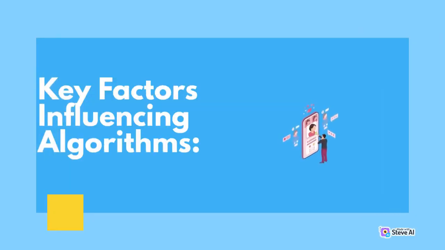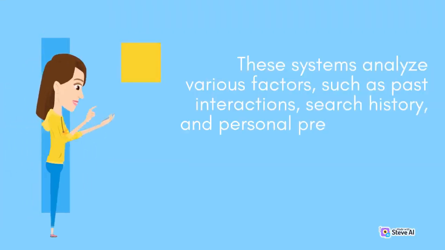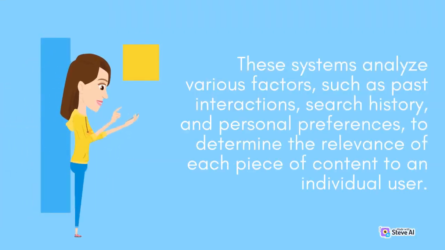Key factors influencing algorithms. 1. Relevance. Algorithms strive to present users with content that is most likely to capture their interest. These systems analyze various factors, such as past interactions, search history, and personal preferences, to determine the relevance of each piece of content to an individual user.